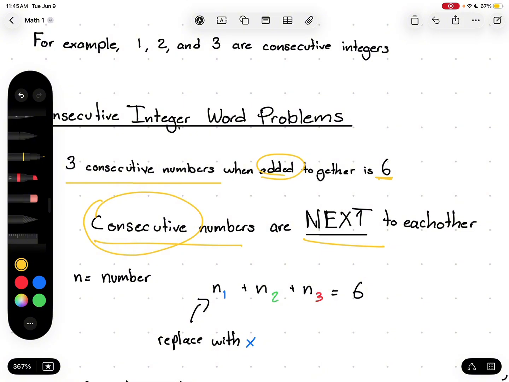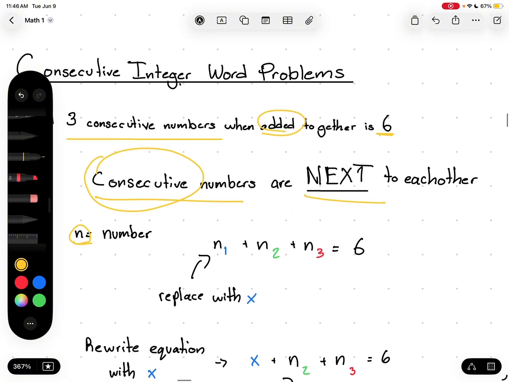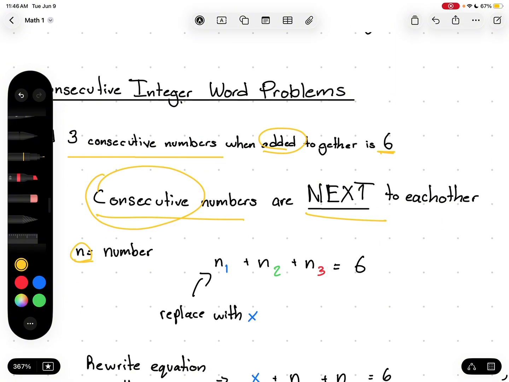So just to set this problem up, we're going to use n for number, because we don't know what the starting number is. We know what the ending number is. So we know that one number, and then the second number, and then the third number, they add to 6. So we are going to start by replacing our first number with x, because we know that the first number is x, and that means that it's not changed.